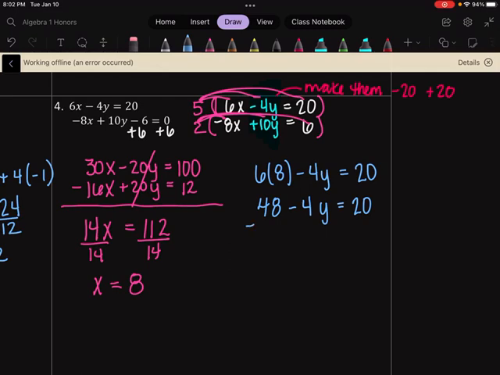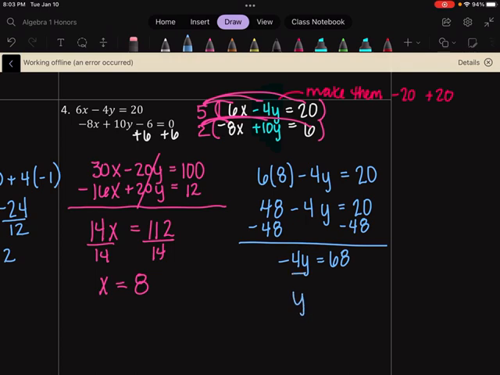And then I'll need to subtract this 48. So I have -4y is equal to -68. And I want to say that's going to be 17. 68 divided by 4, 17. Yeah, so y divided by the -4, y is equal to -17. So my final answer there is x, which is 8, y is -17.